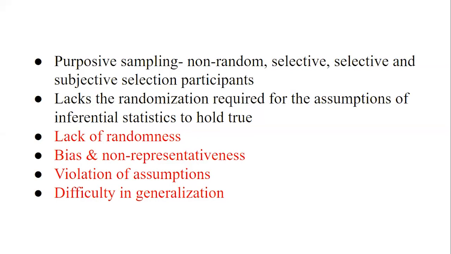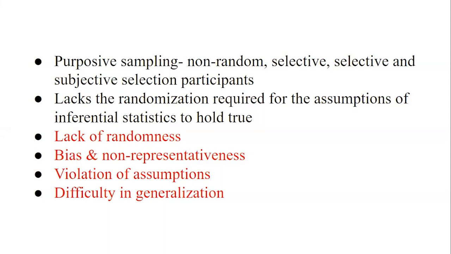Then there is difficulty in generalization. Purposive sampling is typically used in qualitative research where the focus is on depth and understanding rather than generalizability. As a result, findings derived from purposive samples are not intended to be generalized to the larger population. We can't generalize results collected using purposive sampling to the larger population. It is very much subjective. So inferential statistics are not suitable for analysis involving purposive samples because of the lack of randomness and representativeness.